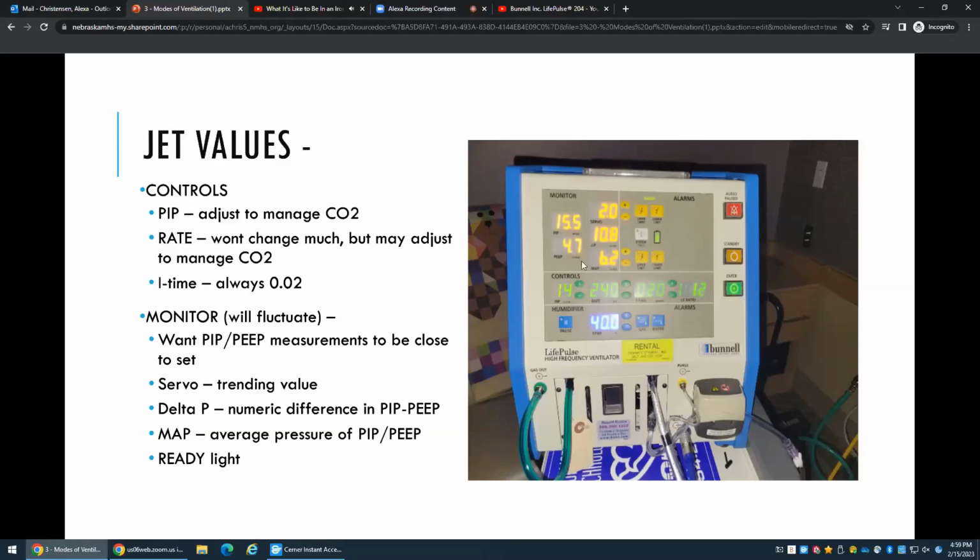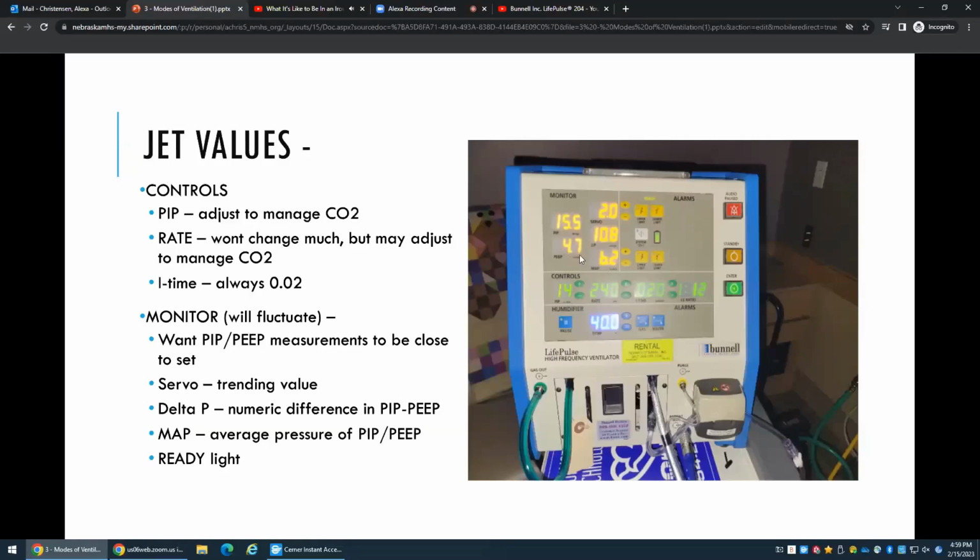Up here is our monitored stuff. So all of these numbers can fluctuate, but this is kind of what's going on in the baby's lungs. So this PIP up here is our measured PIP. So remember, that's the size of the breath. We want it to match-ish with this number down here. As you can see here, it's 15.5, and we're set at 14. It's going to fluctuate a little bit.